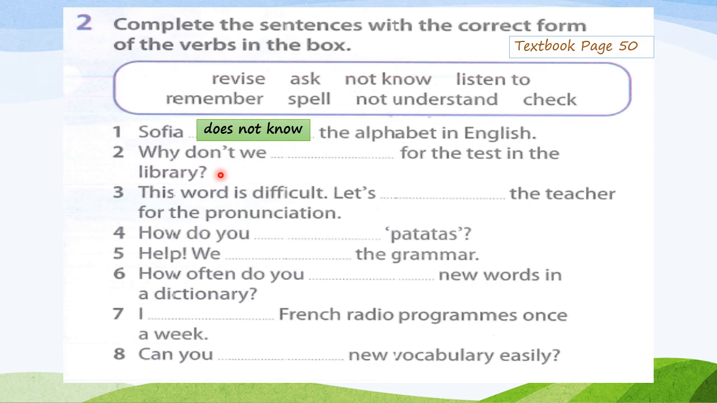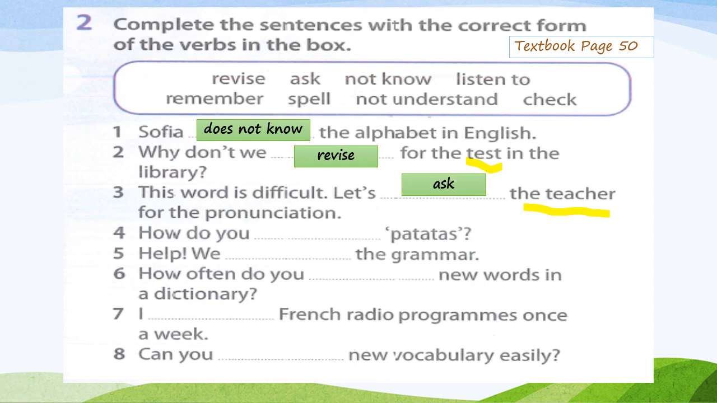Number 2, why don't we revise for the test in the library? Okay, because the keyword here is the test. So you revise for the test. All right. Number 3, this word is difficult. Let's ask the teacher for the pronunciation. You are going to ask for help, right? So let's ask the teacher.